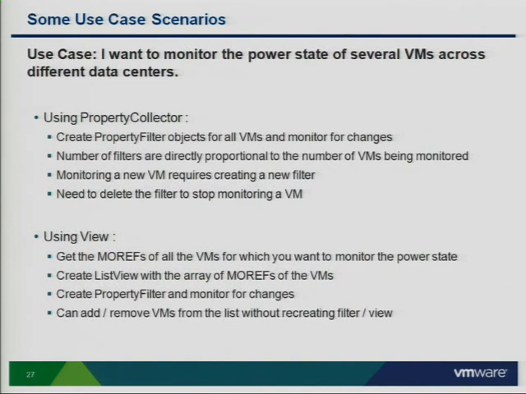If I want to monitor the power state of several VMs across different data stores, you have two choices. One is when you use the property filter, since you want to selectively pick and choose VMs, you could create property filters for each and every one of those VMs, and then use wait for updates to do whatever monitoring that you could do. Or you could create a list view, just get all the models of all those VMs, create a list view, and be done with it. If you decide not to monitor some of those VMs, simply get those VMs out of the view. That's all. You don't need to recreate the filter, or you don't need to do anything. If you want to add more, just simply add that to that.